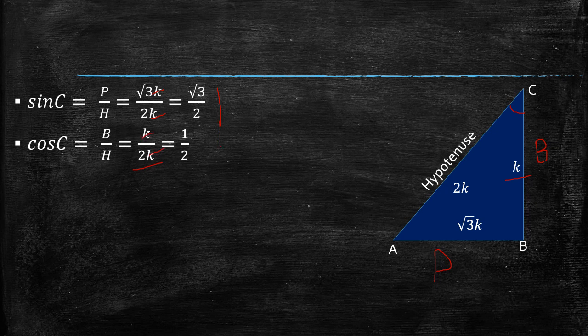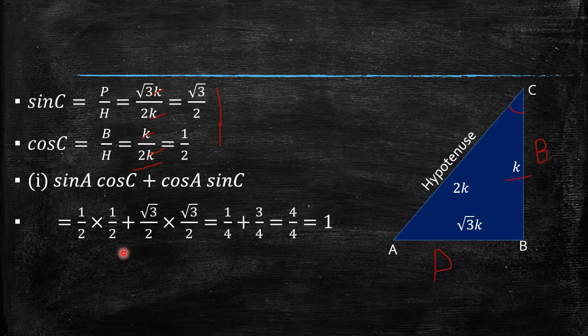Okay. So now you can solve the given expressions. First is sin A cos C plus cos A sin C. Put the values. Sin A is half. Sin A cos C means sin A multiplied by cos C. So value of sin A, 1 by 2, multiplied by value of cos C, 1 by 2, plus cos A, root 3 upon 2, into sin C, root 3 upon 2, is equal to 1 upon 4 plus 3 upon 4. By solving this we get 4 upon 4, and again here cancels down, so we get 1.